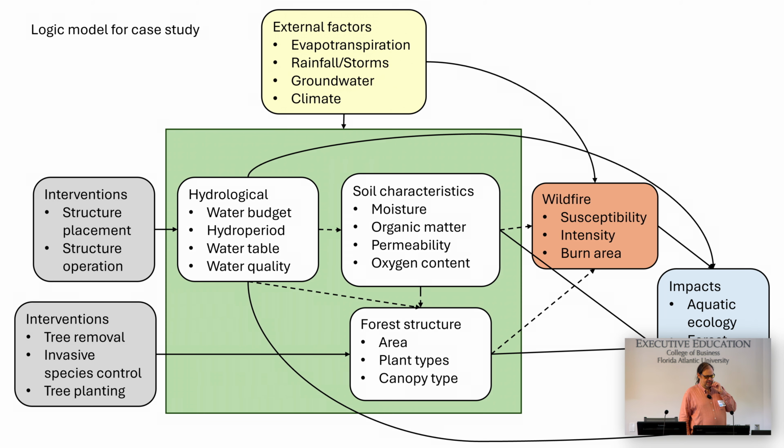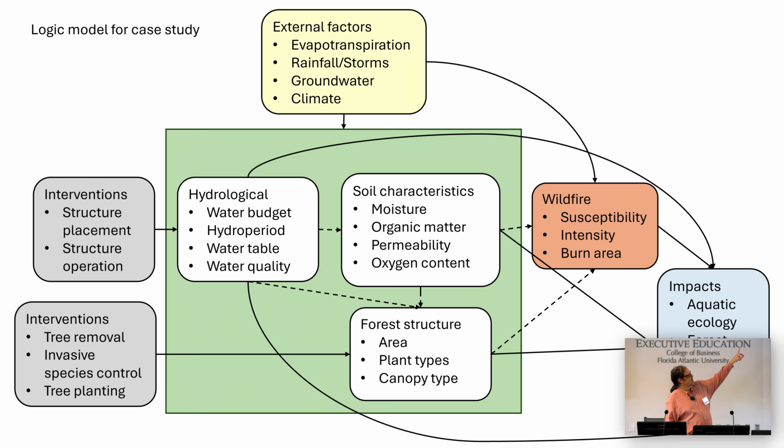My personal preference, when I have a really complicated problem, before jumping into trying to tackle everything, is to do a logic model where I group different factors together into different categories, which could be viewed as objects. In the gray, we have the different interventions: water structure placement, structure operation, tree removal, invasive species control, tree planting. And then this green over here represents the system. Within there, you have the hydrological system, the soil characteristics, the forest structure, and different concerns under those.